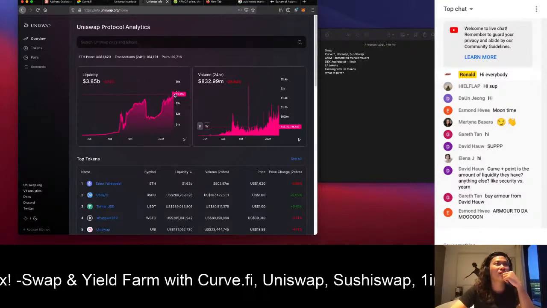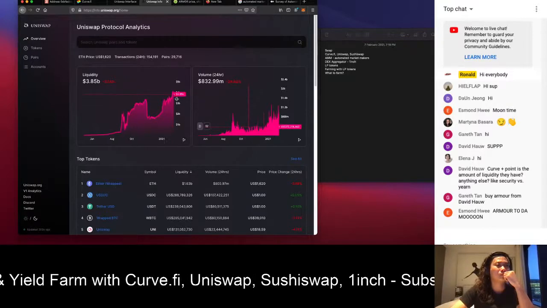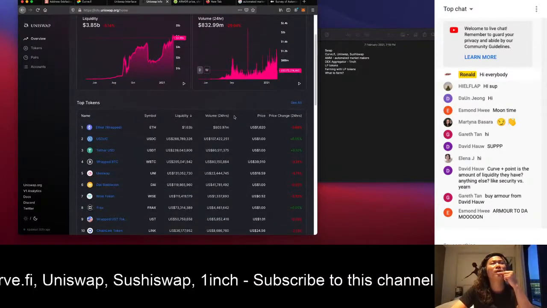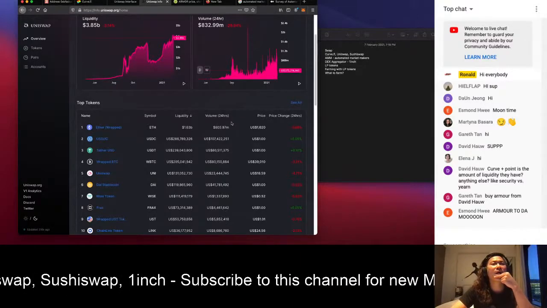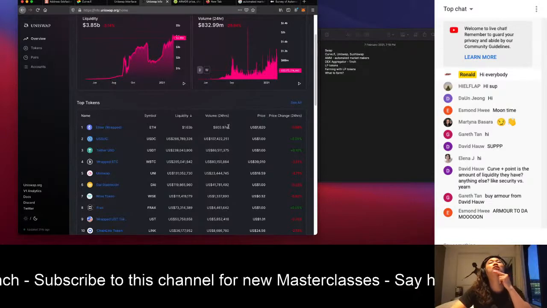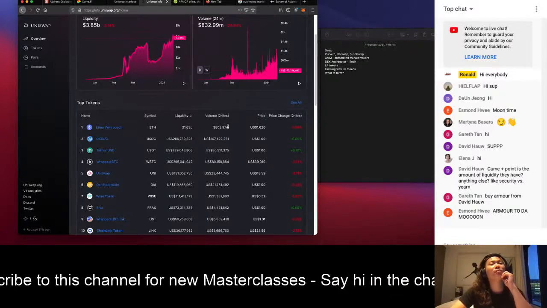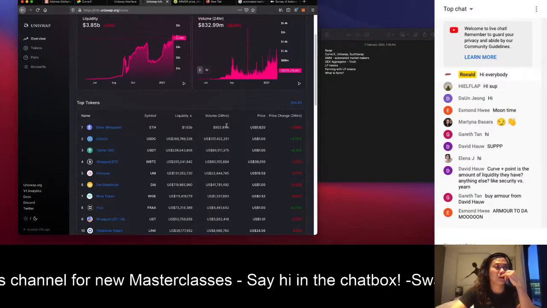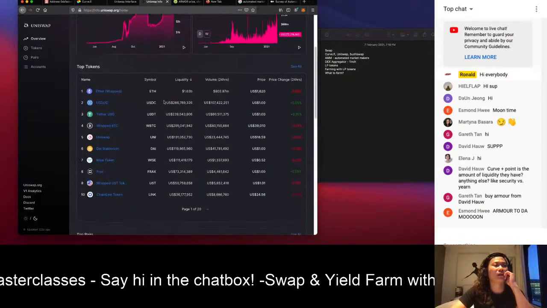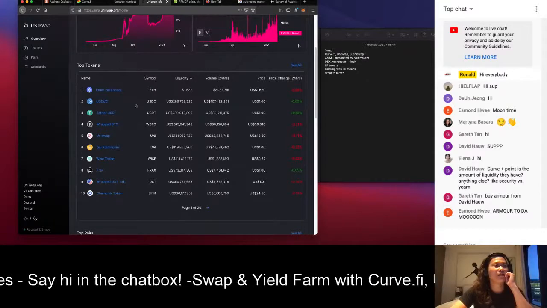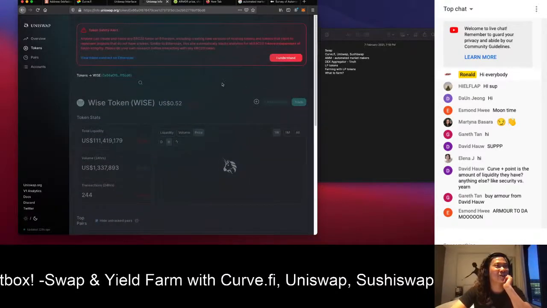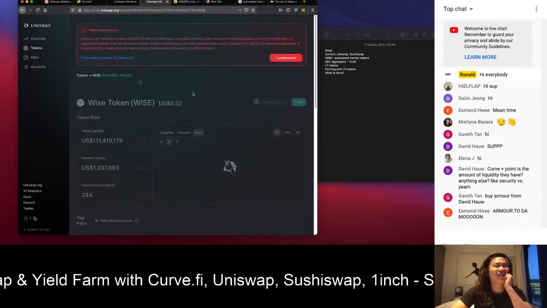So the amount of liquidity that's in here is insane, right? And if you look at the volume that's going on, 24-hour volume in Ethereum is $800 million. These are numbers that are really hard to fathom, right? They're quite big numbers. What I like to see as well are the top tokens here. If I see a token that I don't recognize, like Wise token, I'll be like, okay, what's going on here?